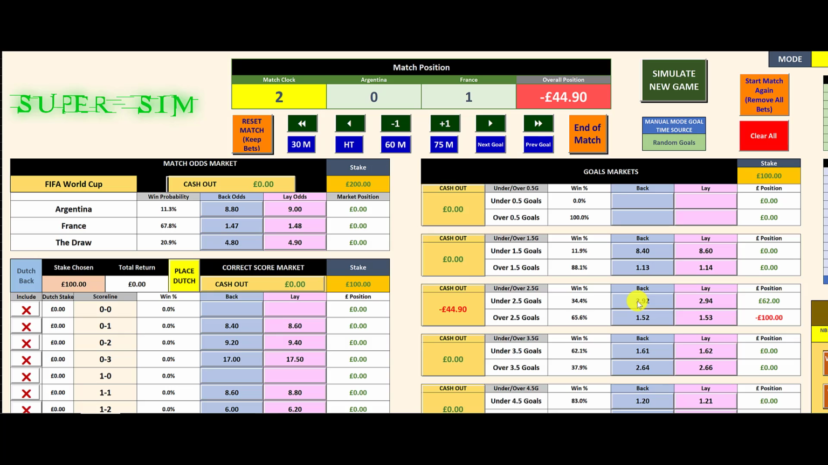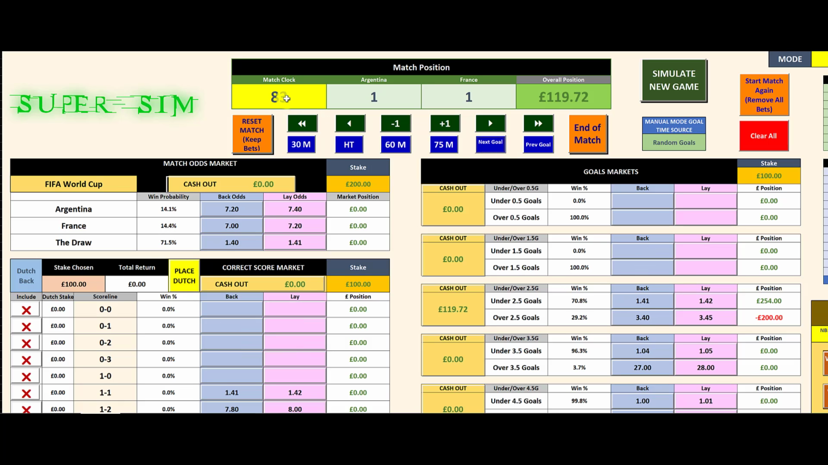So this is as good as it gets for backing the under 2.5 goals at a higher price, 2.92, if there is a goal in pretty much the first or second minute. So we're going to back that under 2.5 goals there at 2.92, and still got the rest of the half, well, all the way up to 60 minutes to play, right? So you'd expect that this one must be another loser. Let's press the next goal button, and let's see.